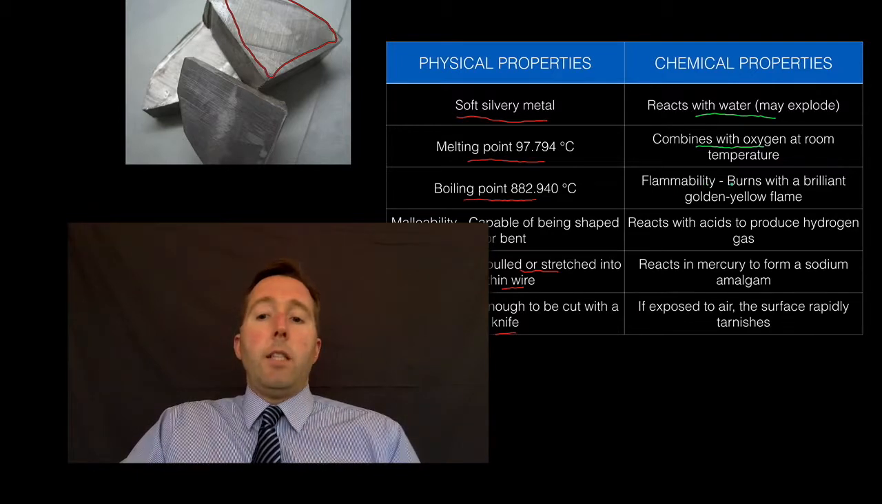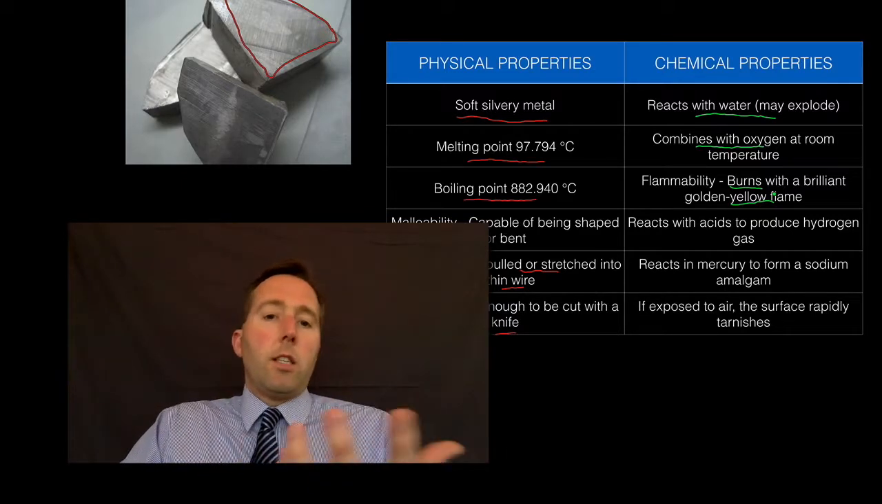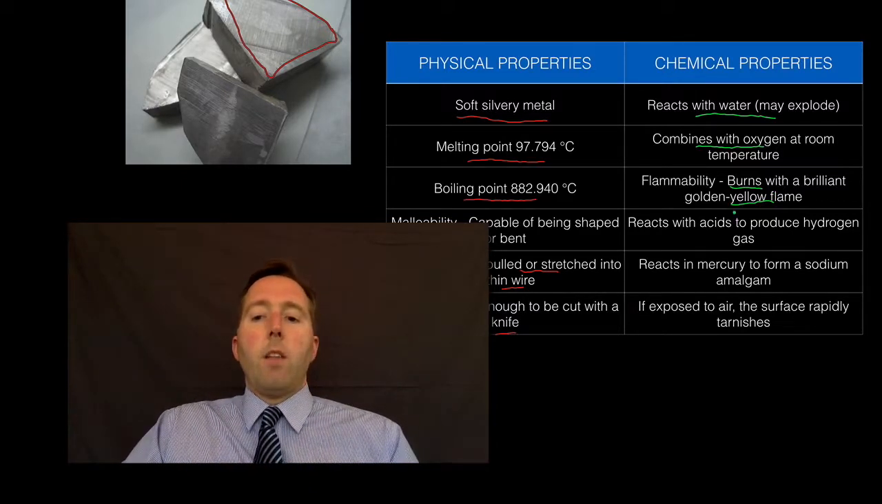Its flammability is that it does burn with a flame. So if it burns, heat and light is being emitted. That means a chemical reaction is taking place, and so new chemicals are formed. So that's a chemical property of sodium. It reacts with acids to produce hydrogen gas, so it produces a new thing. That's why it's a chemical property, because a chemical change is taking place.